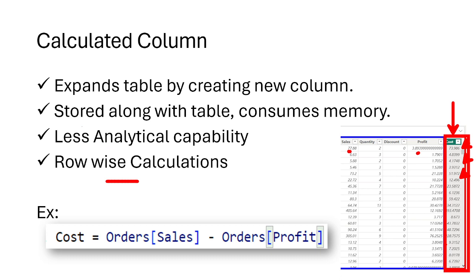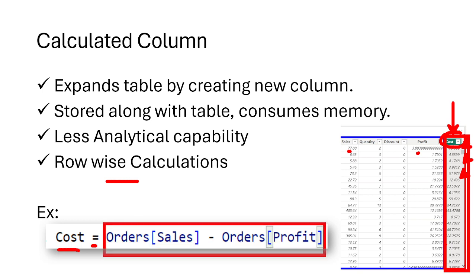So the syntax for writing a calculated column is, we specify the name of the column that you want, like say cost is the column, then we say equal to is the operator, and we write the actual expression or formula. In the formula, we can see, okay, sales minus profit. From the orders table, we are taking the sales column and subtracting the profit column from the orders table. That is going to be your cost.